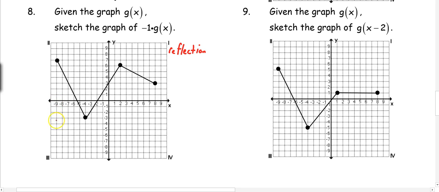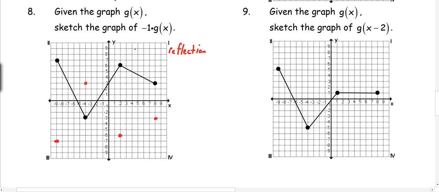1, 2, 3, 4, 5, 6, 7, and plot my new point. The next point is 3 away from the x-axis, so I go 3 up. This is 6 away from the x-axis, so I go 6 down. And this is 3 away from the x-axis, so I go 3 down. So your point should end up on the opposite side that it started on when you do a reflection.